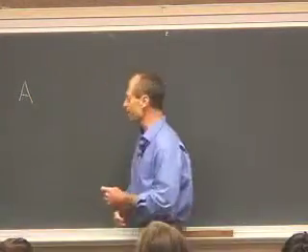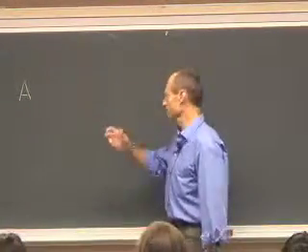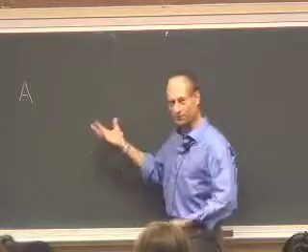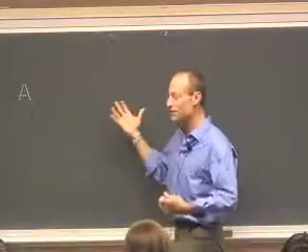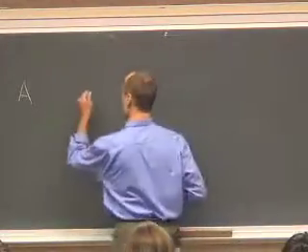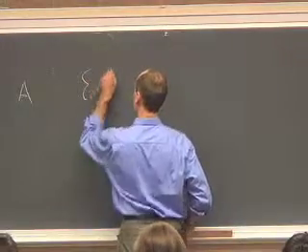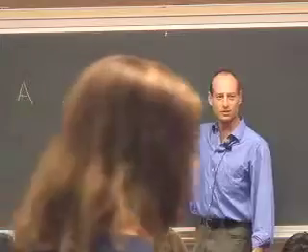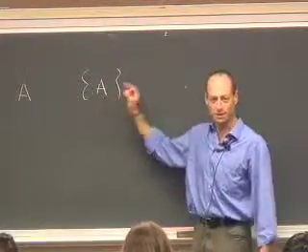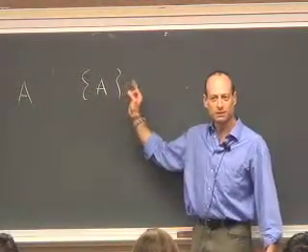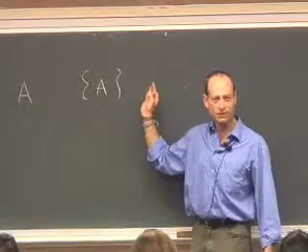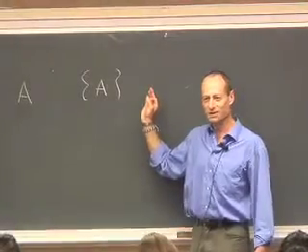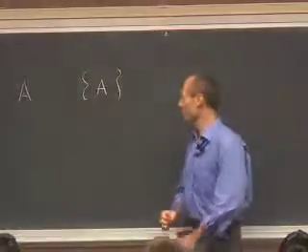If A is a set, it might be empty, it might have elements, but it's not the same thing as the set that contains A as its element. This is a collection of sets, right? It's a set that has as its only element another set. Does this kind of make sense? No, doesn't make sense. Okay.